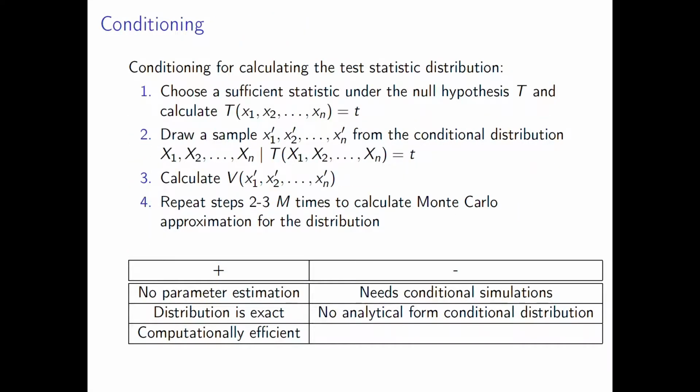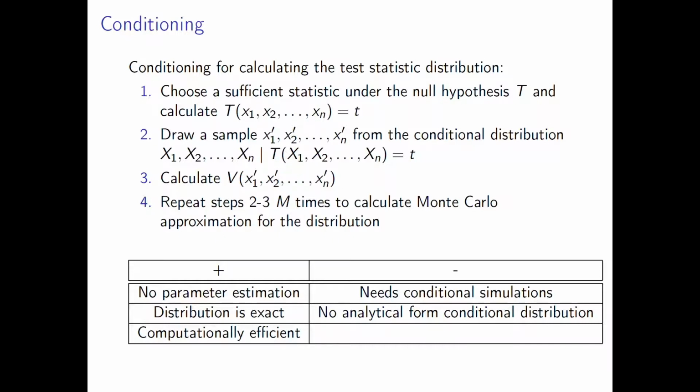So let's take a look at how conditioning works, because that's the method that we are focusing on in this thesis. The first step is to choose a sufficient statistic. Of course, we are assuming here that the sufficient statistic actually exists, which it does in most standard cases, but there might not be a sufficient statistic, so this has to be understood.